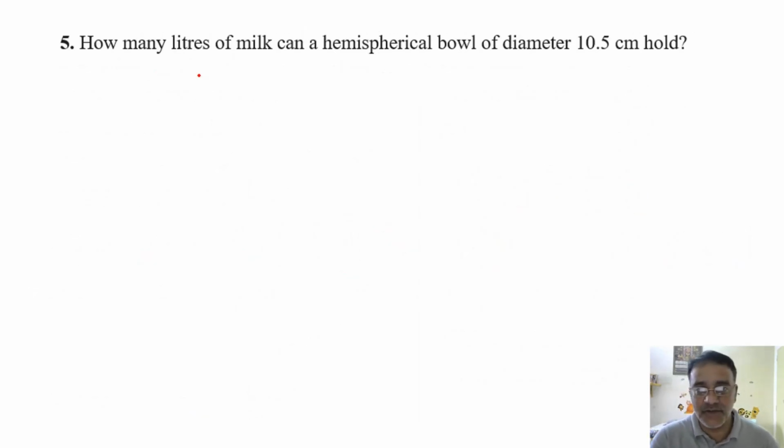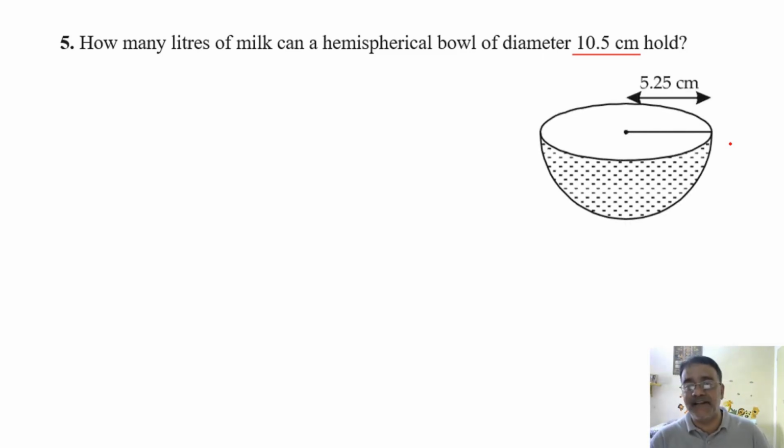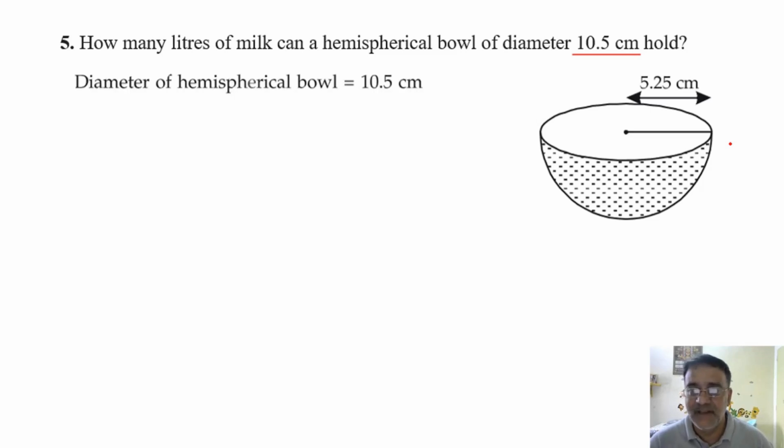the next question, question number 5. After this we will do one more question. How many liters of milk can a hemispherical bowl of diameter 10.5 centimeter hold? How many liters of milk means we need to find the volume. So diameter is given 10.5 centimeter. So this is the rough figure, not mandatory. So how will you write 10.5 centimeter in fraction?